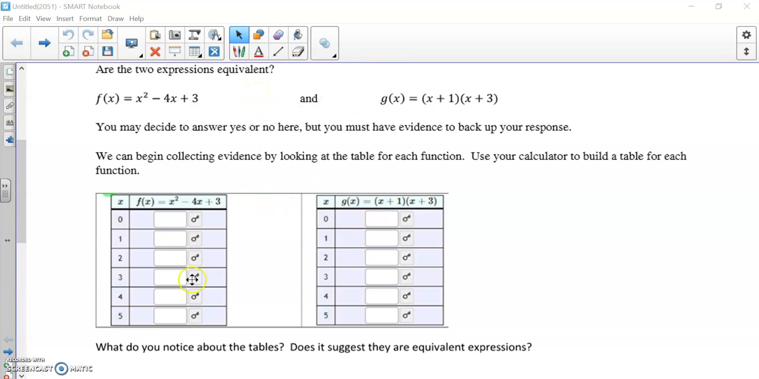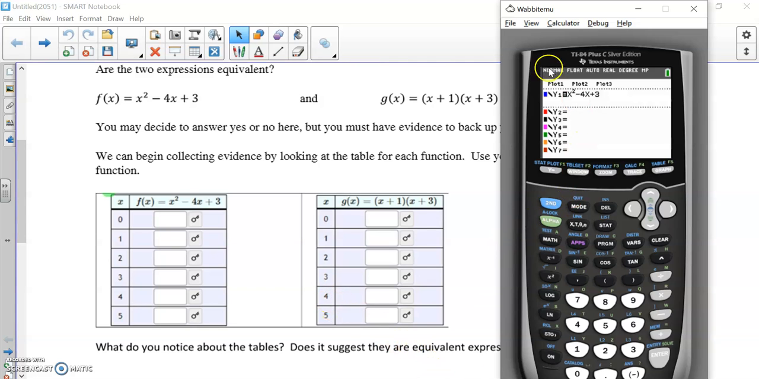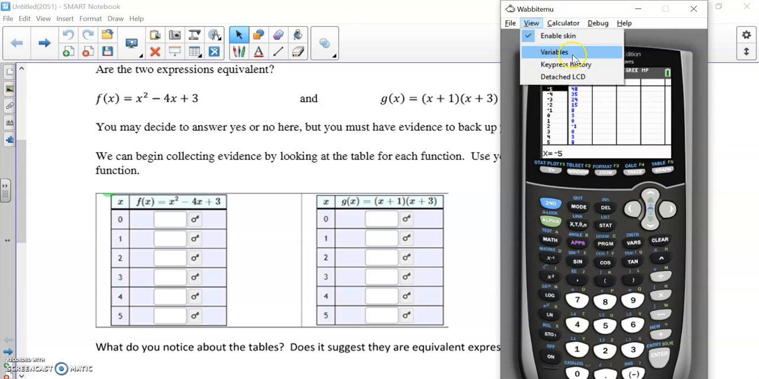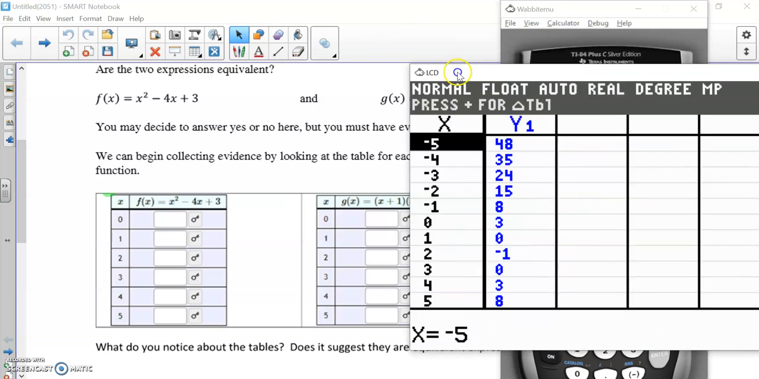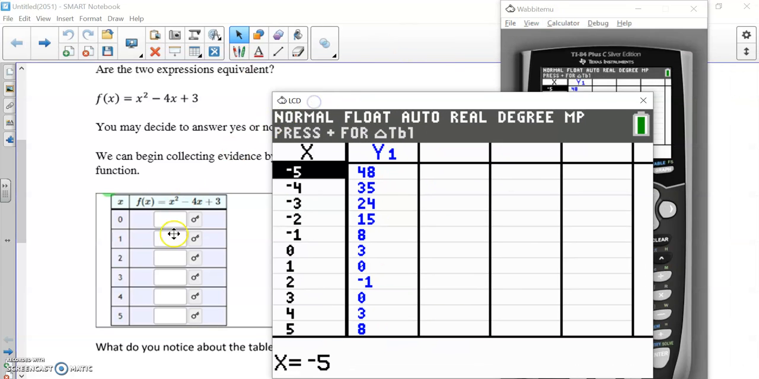Remember that if you're doing the table, the first thing you want to do is go to your calculator and go to y equals. I have already typed the first one in for us, so let's see what the table looks like. I'm going to hit second and graph to get to the table. And here I have my table. So I want the 0 through 5, so that's this bottom portion. So I know I'm going to have 3, 0, negative 1, 0, 3, 8. So let's go ahead and write those down.